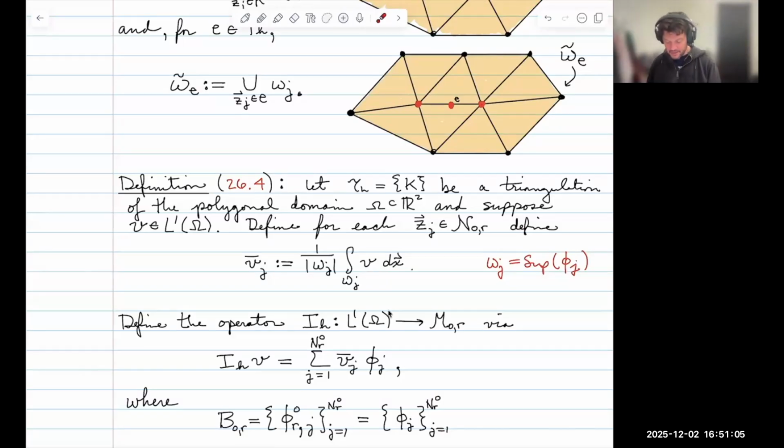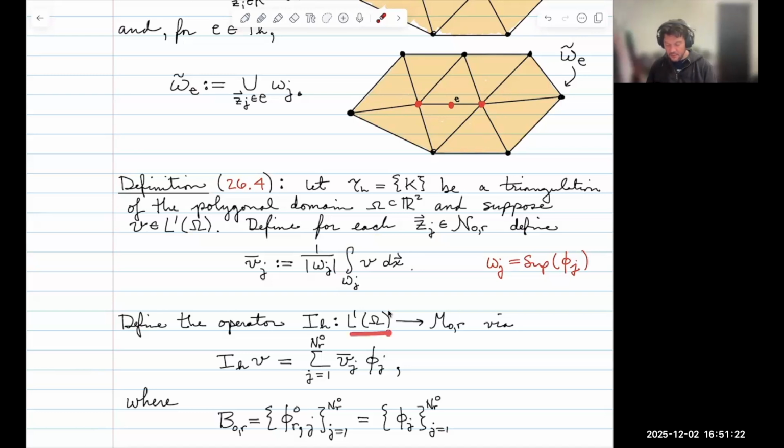Now we want to define this operator IH. It's going to take any function that's an L1 function. This is defined for an L1 function. All that we need to know is that v is integrable. If it's integrable, we can calculate that object.